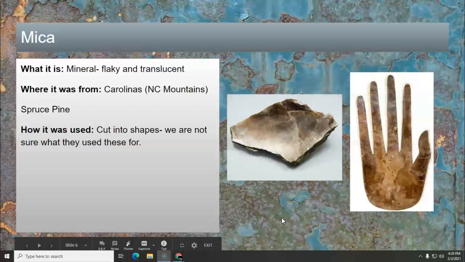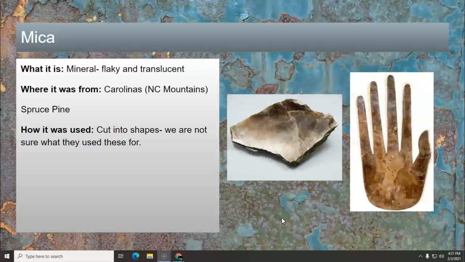Mica is a mineral. It's flaky and translucent. It's a rock. It's shiny. You can kind of peel it like paper almost. It's from here in the Carolinas. It's some of the largest mica deposits in the United States, and specifically the area of Spruce Pine.